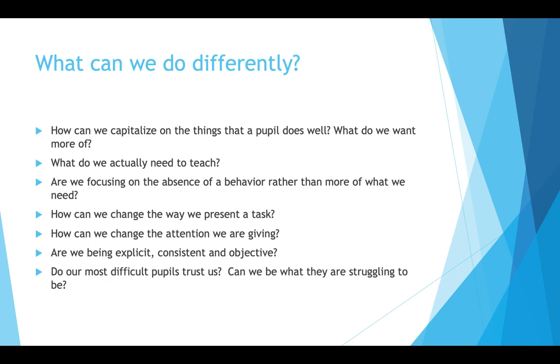Do our most difficult pupils trust us? Have we built up that relationship with them? Or every time they see us, are we the ones that actually are doling out the consequences? We're the ones linked to that hard stuff, the hard learning. And can we be what they are struggling to be?